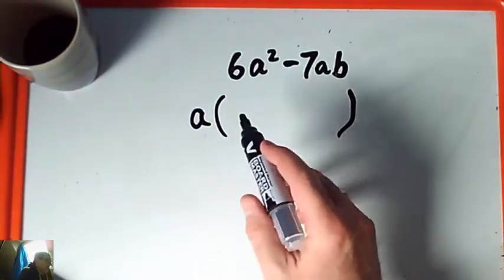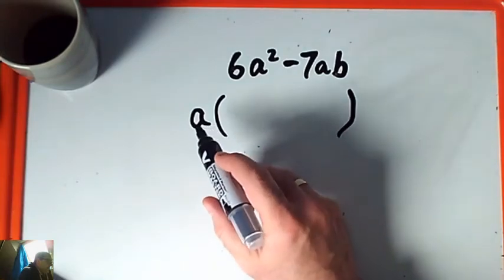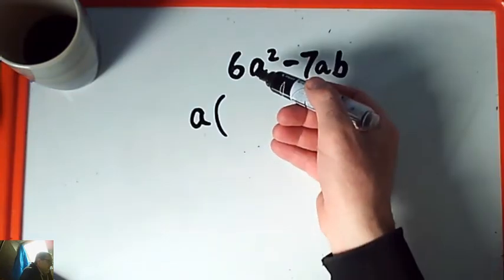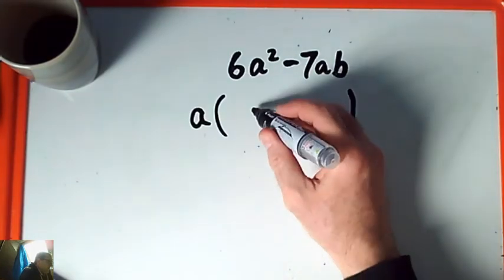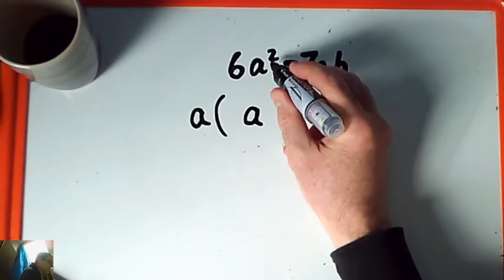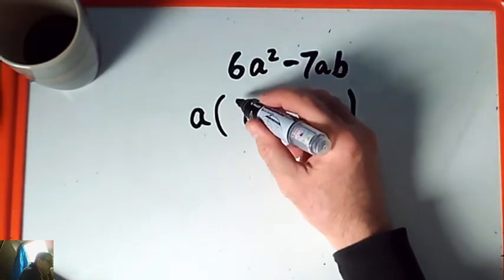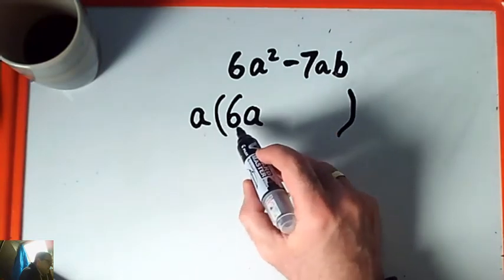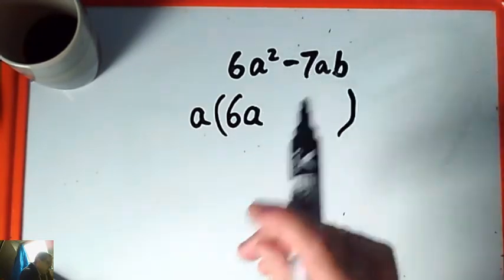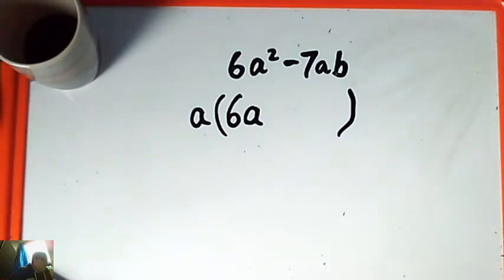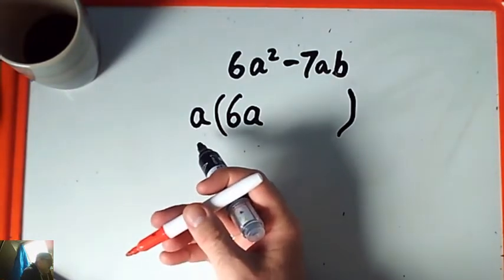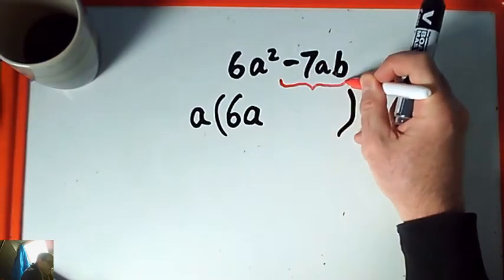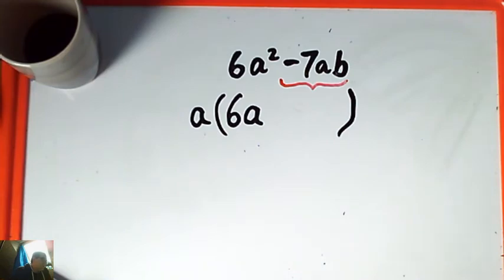So we need to take a outside the brackets, and then we say a outside the brackets times what inside the brackets will give me the 6a squared. Okay, so a times another a will give me the a squared, and then multiplying that by 6 will give us the 6a squared. So a times 6a will give us 6a squared. Then I need to ask myself, a outside the brackets times what inside the brackets will give me the, let's remember that's a minus 7ab.